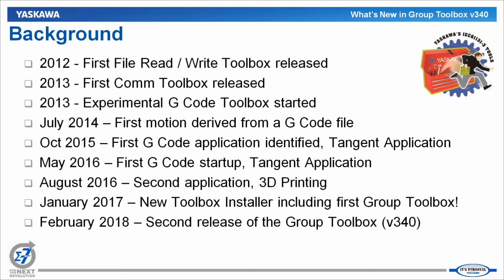Here's the background on how we got to this point in the Group Toolbox release. It took several different prior toolbox development evolutions beforehand, and finally in the last couple of years we were doing a lot of G-code experimentation and PLC Open Part 4 integration with that. So at this point we have a really stable platform in the Group Toolbox v340.